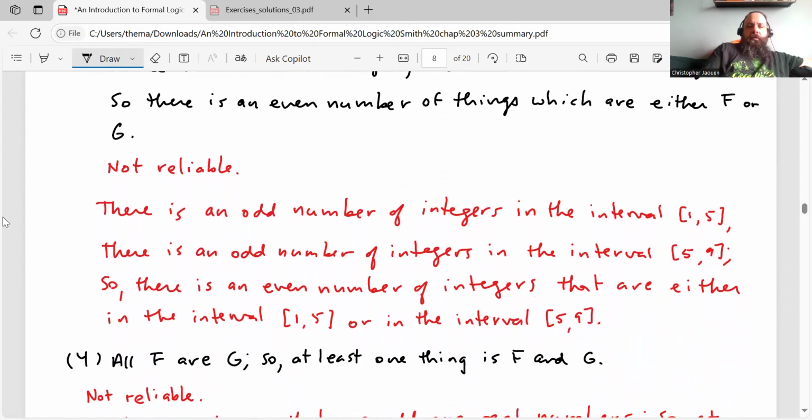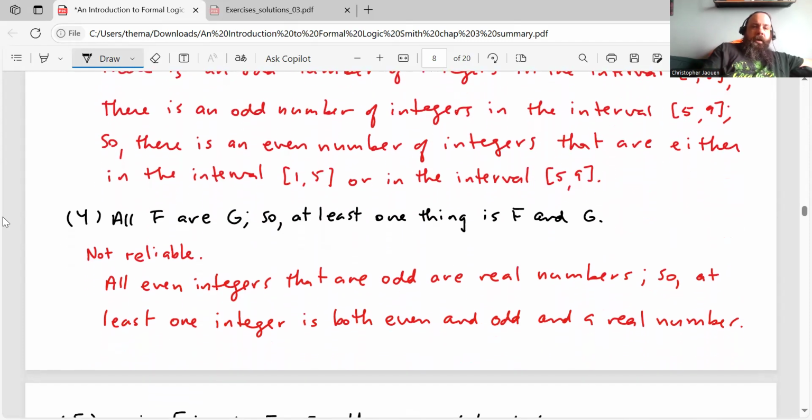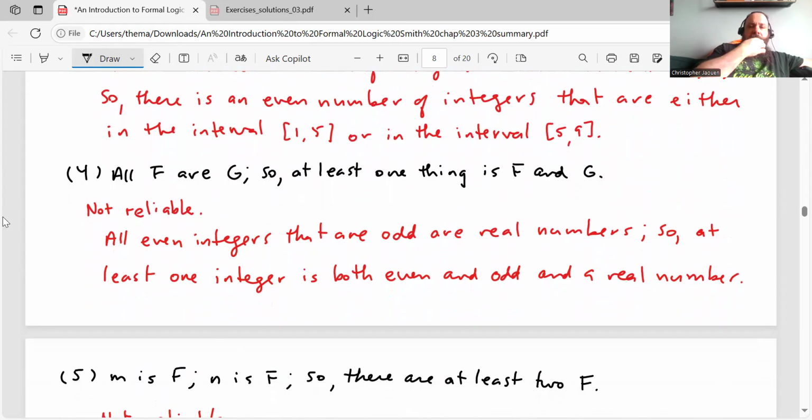There's an odd number of integers in the interval from 1 to 5. There's an odd number of integers in the interval from 5 to 9. So there's an even number of integers that are either in the interval 1 to 5 or in the interval from 5 to 9. That's invalid because the conclusion is false, but the premises are true. Part four is also unreliable.